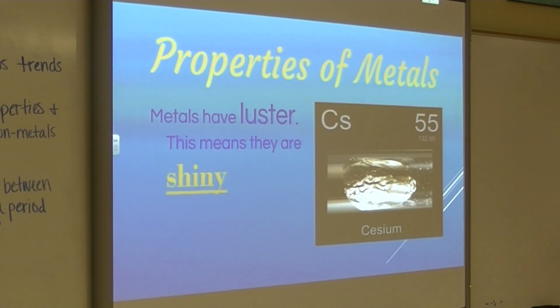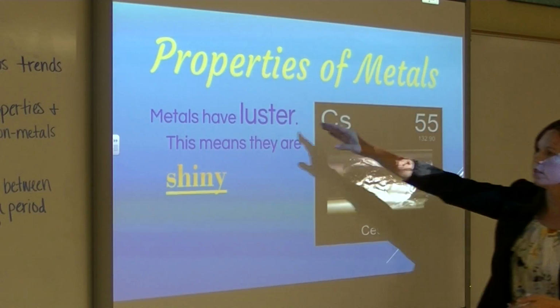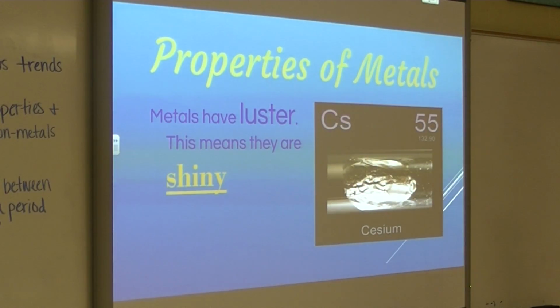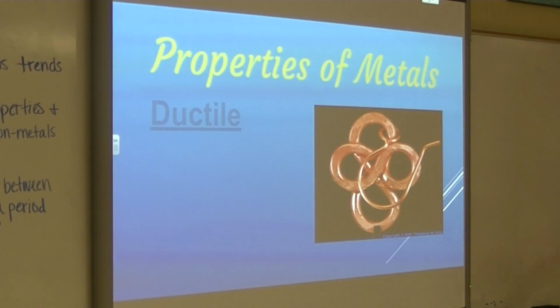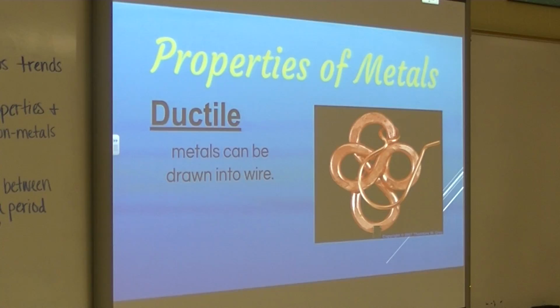Metals have luster, which means they are shiny. You'll hear me use luster versus the word shiny, so you'll want to know what that one means. Metals have luster. Metals are ductile, which means they can be drawn into wire.